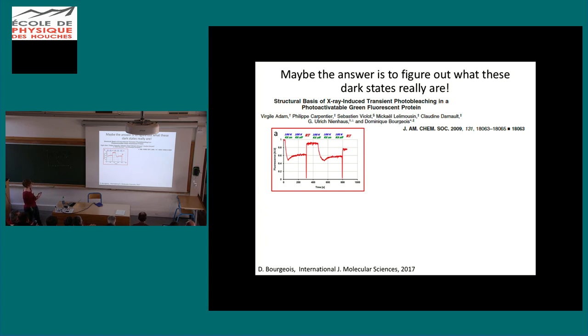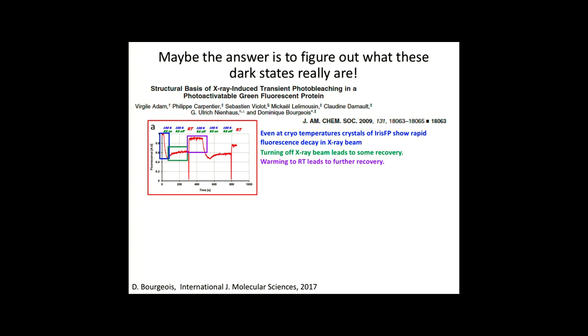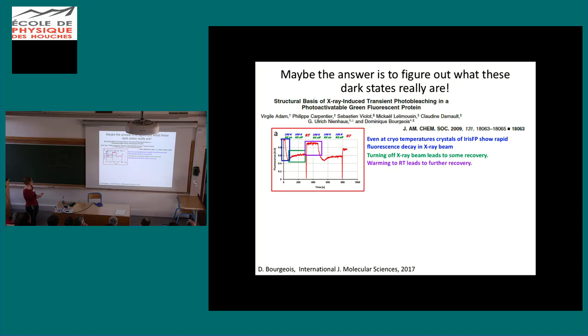Okay, so this is the work of Virgil and Ulrich and Dominique, where they were looking at this iris FP that you've heard about. And what they found, probably serendipitously, you can tell me if that's true, is that when they looked at a crystal and exposed it to X-rays, even at cryo temperatures, the crystals showed a rapid fluorescence decay in the X-ray beam. But you could turn the X-ray beam off and get some recovery. And then you could warm the crystal to room temperature and get further recovery, and then you could repeat the cycle. So whatever is happening, it's not destructive.